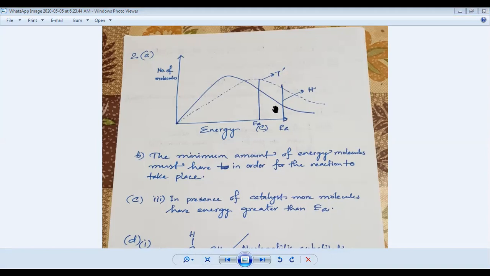Anyways, you understood that the area on the right side of EAC catalyst is greater than that of EA only, right? That means a greater number of molecules will be able to participate in the reaction. Okay, so no problem, right? Let's go for the other question.